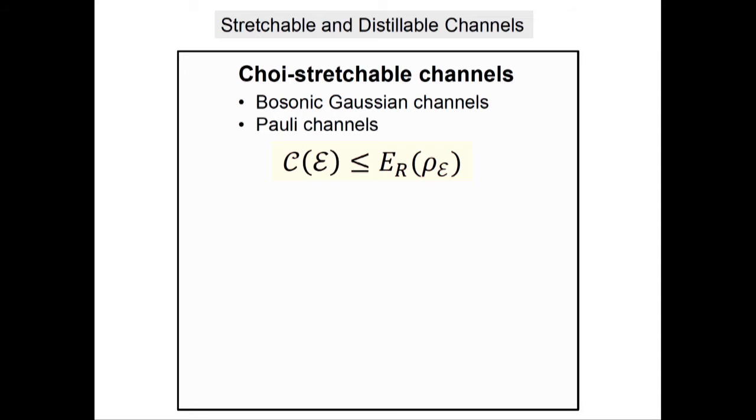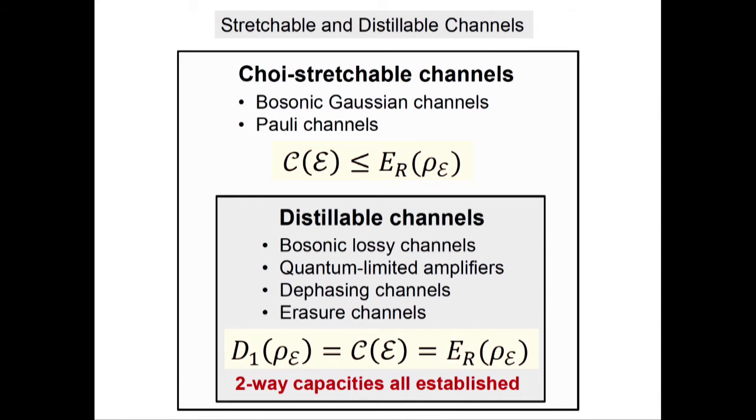So let me give you some classification. We have that the Choi stretchable channels are represented by a wide class of channels, namely all the bosonic Gaussian channels and the Pauli channels. But we also have a subclass of these Choi stretchable channels that are represented by what we call distillable channels. And for these channels, the upper bound in terms of the relative entropy of entanglement coincides with the lower bound given by the one-way distillability of the channel. So for this kind of channels, we exactly compute the two-way assisted capacity.